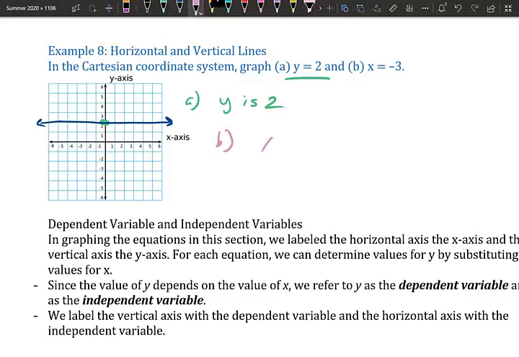Alright, B is saying x is negative 3. So we're going to go to where x is negative 3. And same thing, we need to draw a line that goes through the axis. That's why I draw it up and down. If I drew it this way, you see how it's on the axis? That's not through it. We need to go through the axis.